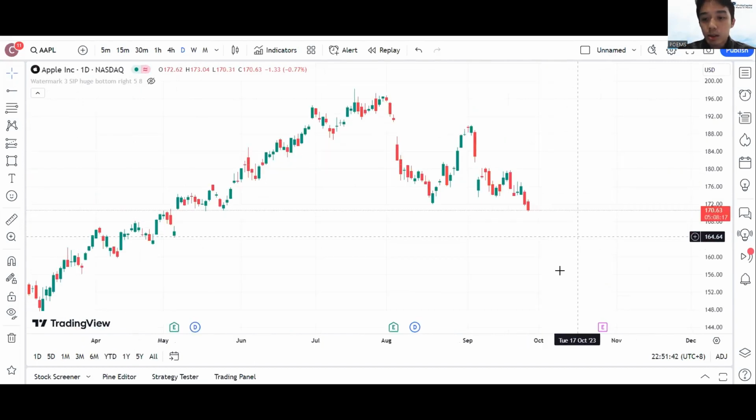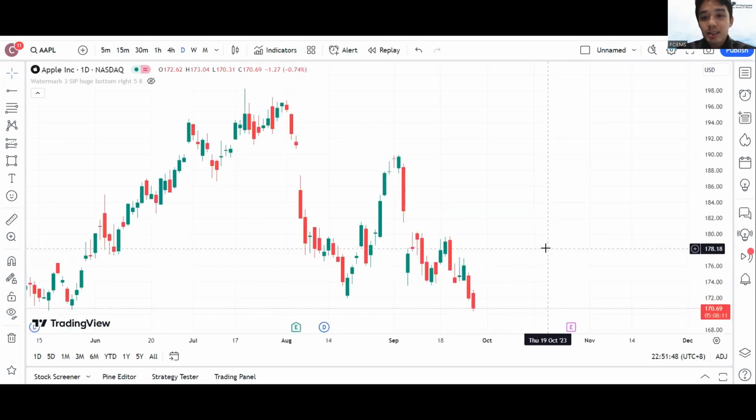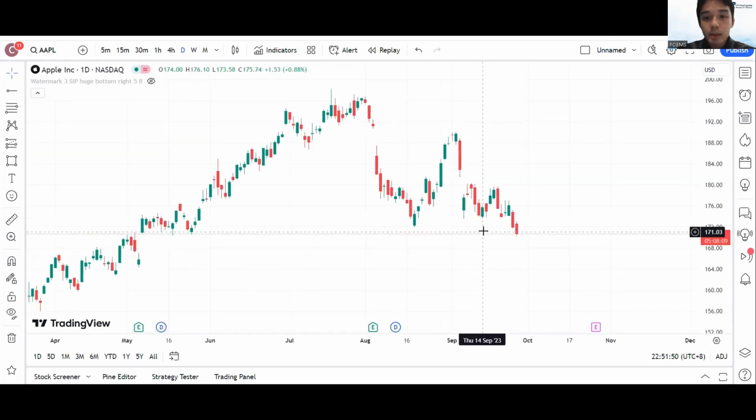You see Apple down 0.7, at 170. So like I said before, the level 170, once it's going down, the next level will be about 165.